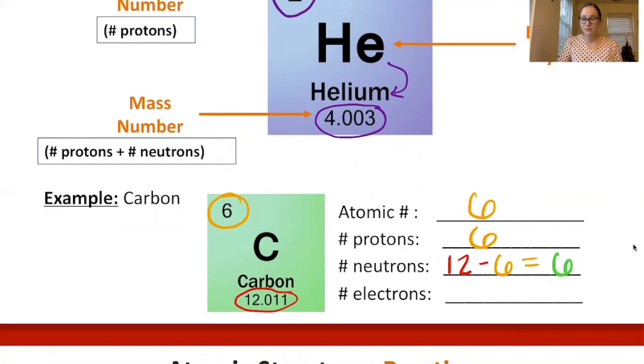And then lastly, we have an uncharged particle, so our number of electrons is going to equal our number of protons. So we also have 6 electrons. So 6 down the line.